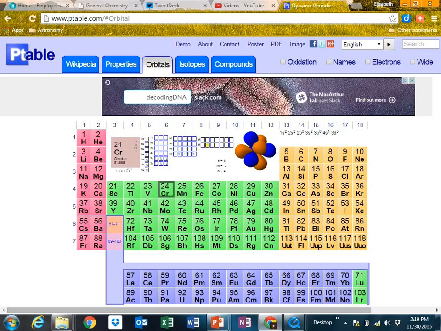Oh, here it is, too. You don't want to squint. Here's how those 24 electrons around a chromium atom are configured. Yep, I'm just saying.